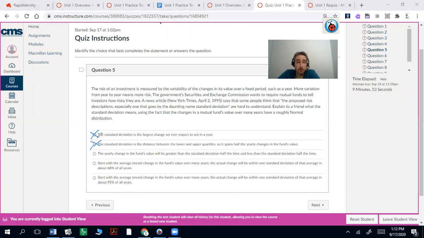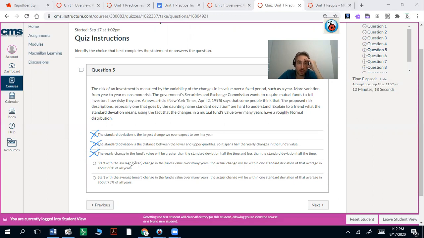The yearly change in the fund's value will be greater than the standard deviation half the time and less than the standard deviation half the time. That's not how standard deviations work. Standard deviation is on average how far 1 year or one data point is from the mean. So it's not necessarily going to fall like that.